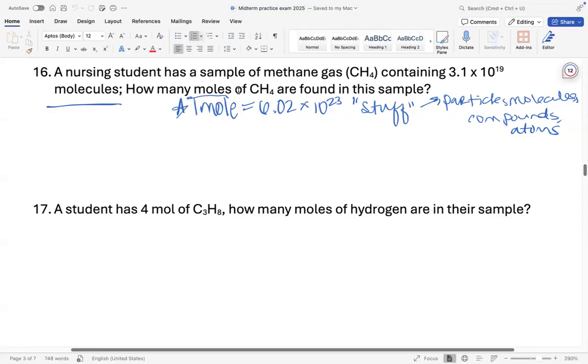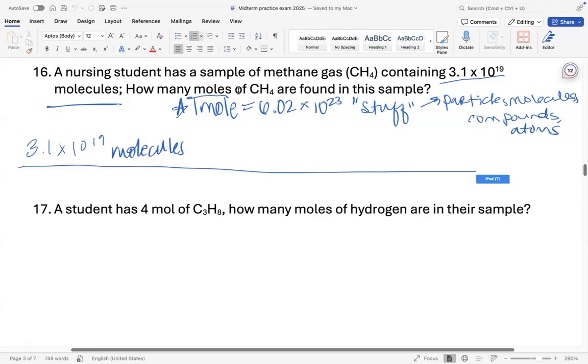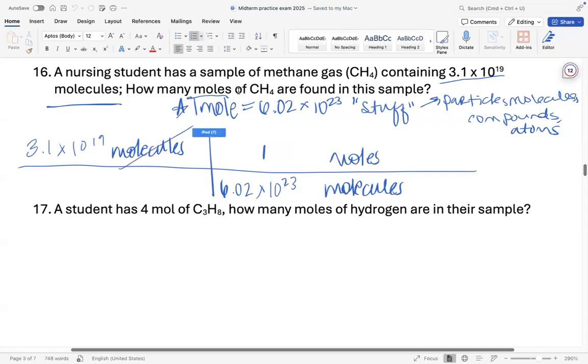All right, so our given value is 3.1 times 10 to the 19th molecules. So I need to make sure I put that on top. Now I want molecules to cancel and I want to get to moles. And so that relationship is Avogadro's number, where 1 mole equals 6.02 times 10 to the 23rd molecules. So I'm out of molecules and into moles, which is what I wanted.